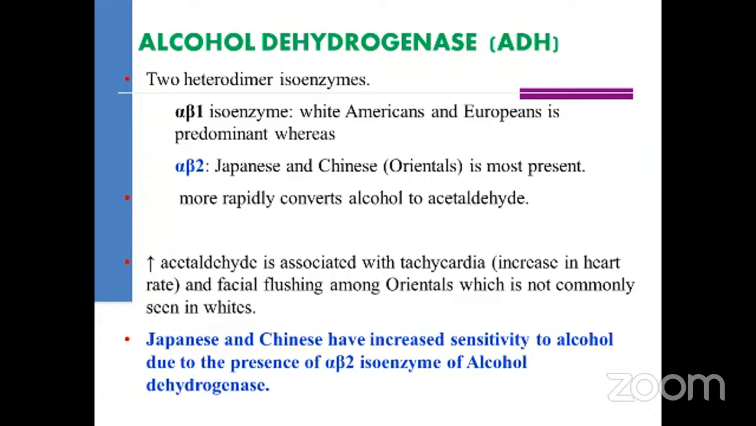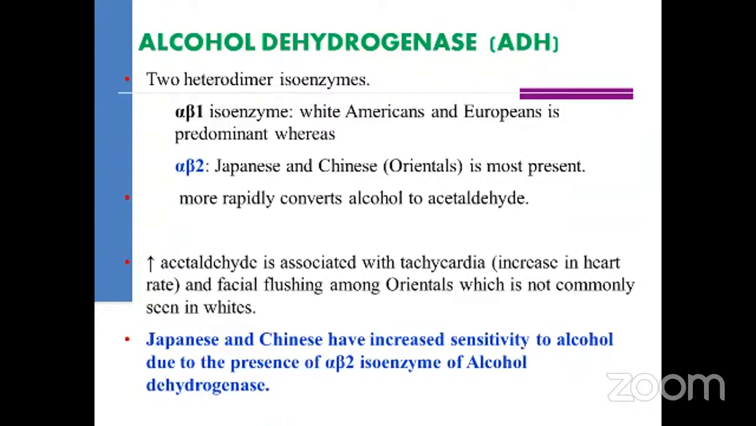Alpha beta 1 is mainly seen in the white Americans and Europeans. Whereas this alpha beta 2 form is mainly seen in the Japanese and Chinese. This alpha beta 2 rapidly converts the alcohol to acetaldehyde. What is the difference between these two? One is where they are present, in which country they are mainly seen. This alpha beta 1 isoenzyme is mainly seen in the Americans and Europeans, whereas the alpha beta 2 isoform of this alcohol dehydrogenase is seen in the Japanese and Chinese.